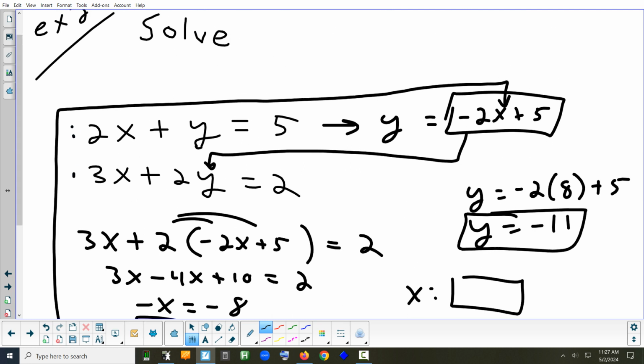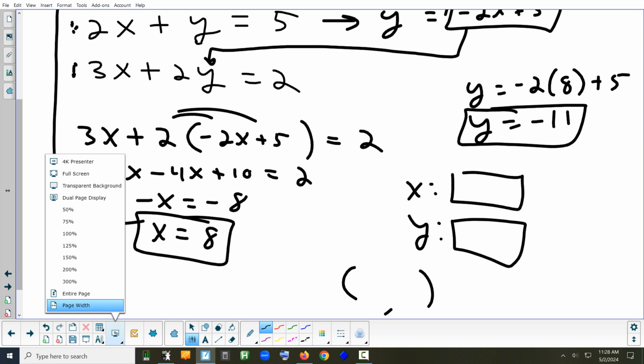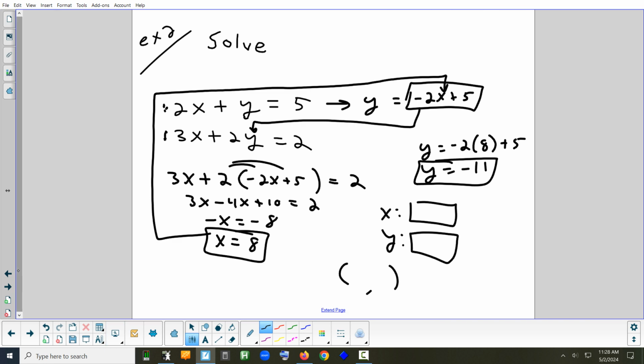Now, we said that these are both lines. So if you drew them, what would be happening at the point 8, comma, negative 11? Yeah, that's where they're intersecting. Yep. And that is the only point where they're intersecting, because they're lines. So any questions on that?